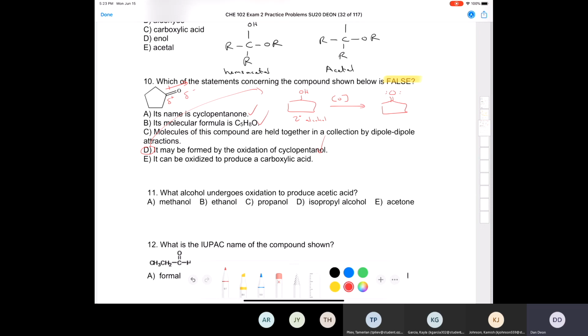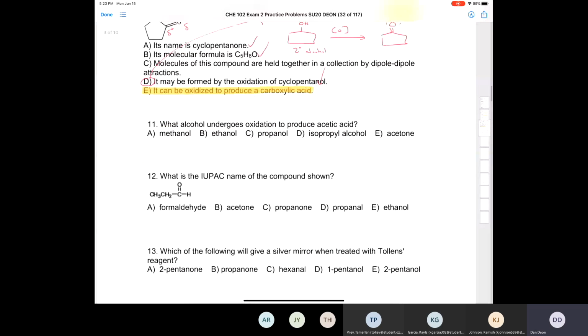And it says here, it can be oxidized to produce a carboxylic acid. You cannot make a carboxylic acid from the oxidation of a secondary alcohol. It's impossible. So this would be the correct answer. That is the false statement. Speaking of carboxylic acids, it says, what alcohol undergoes oxidation to produce acetic acid? Let's start by drawing acetic acid. Acetic acid has, can anybody tell me how many carbon atoms are found in acetic acid?